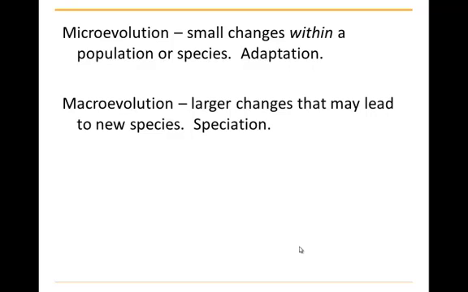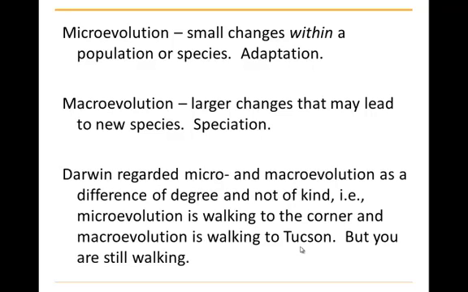Now, Charles Darwin had a nice way of conveying this information. Darwin regarded micro and macroevolution as differences of degree and not differences of kind. So it was kind of the same thing, just taken to a greater extent. That was macroevolution compared to microevolution. And so a good analogy would be microevolution is walking to the corner and macroevolution is walking to Tucson. I guess Darwin's point was that regardless of the distance you travel, you're still walking.